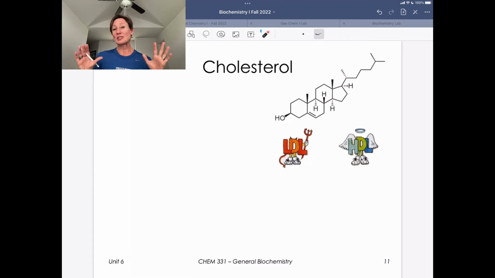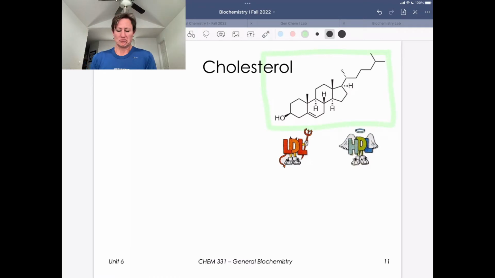All right, cholesterol. So here's the problem with cholesterol. There's really no good or bad cholesterol. This is cholesterol. Cholesterol is an organic molecule. So cholesterol is this organic molecule.